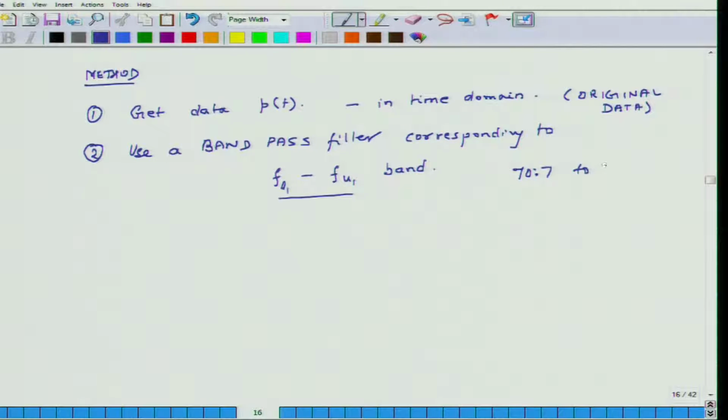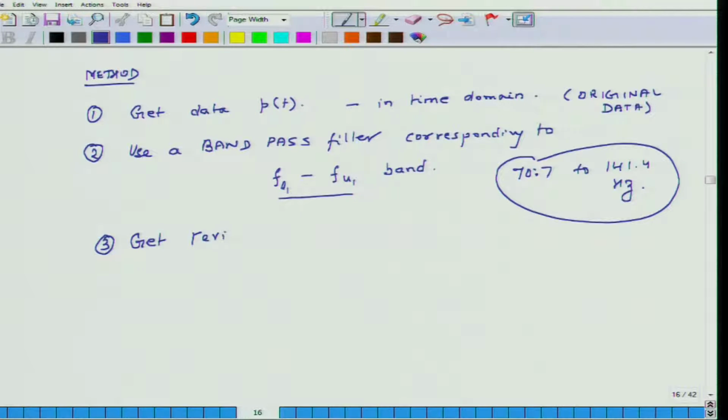70.7 to 141.4 hertz. Okay. So I give this to MATLAB and I say, please use this band pass filter corresponding to this band and give me the revised values of P(t), that is P prime(t).